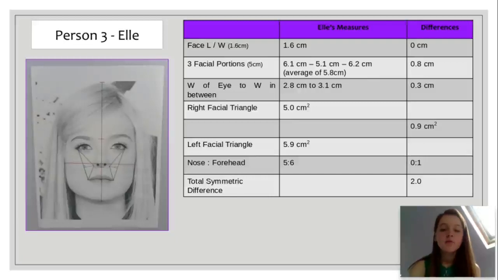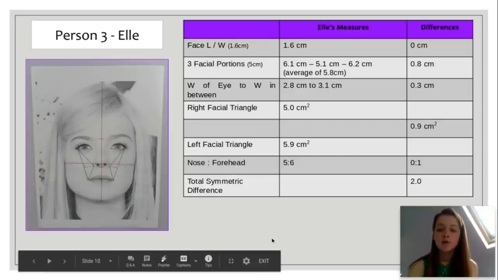Left facial triangle was 5.9 centimeters squared in comparison to the right, which was only 5 centimeters squared. That is also a larger difference than the other 2 for the triangle. So that gave us a 0.9 centimeters squared difference. Nose to forehead. Nose was a perfect 5 centimeters in comparison to a 6 centimeter forehead. So that gave us a 0.1 ratio.